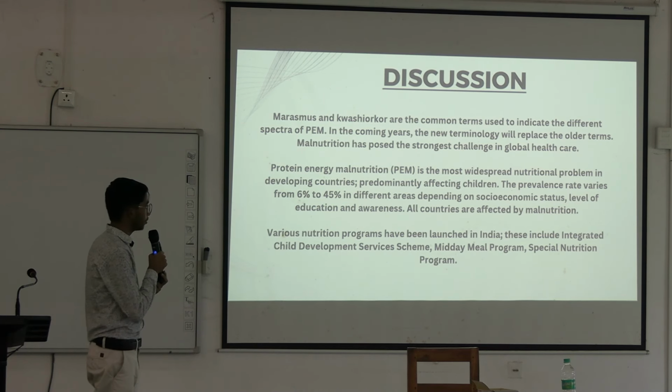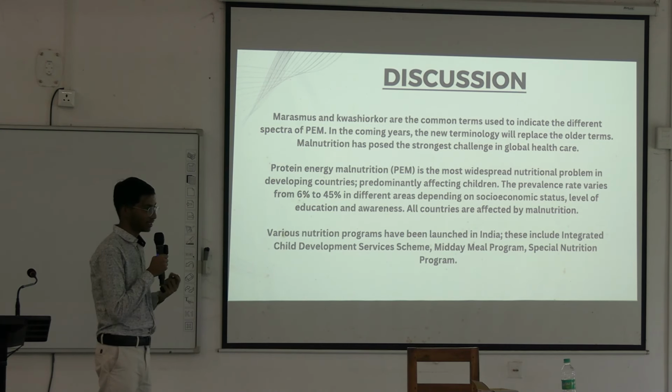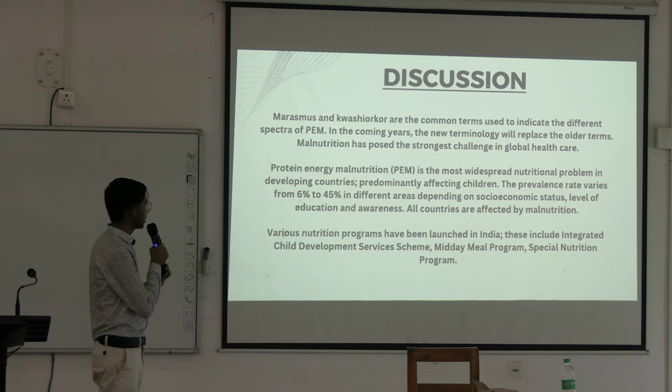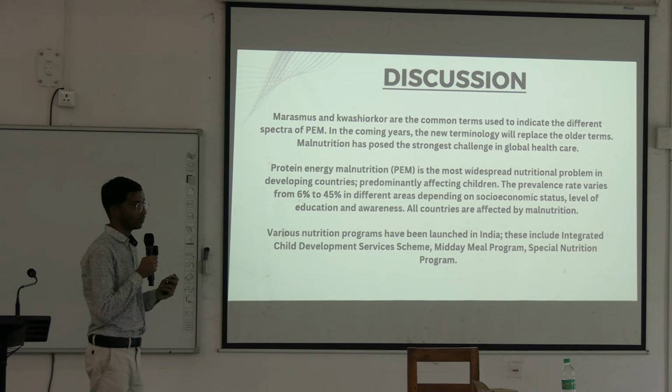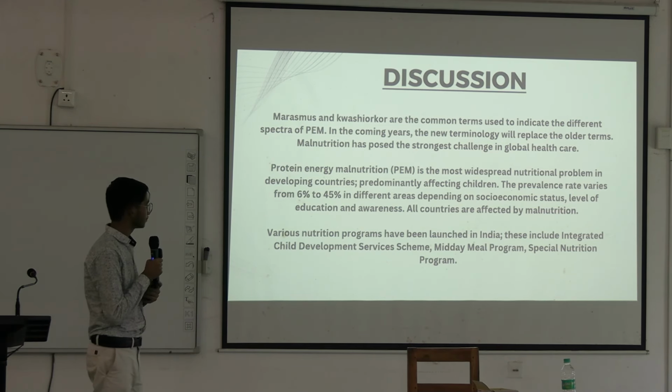So as we are talking about PM, there are 2 main diseases which we are going to talk about: Marasmus and Kwashiorkor. Marasmus and Kwashiorkor are the common terms used to indicate the different spectra of PM. If we are considering PM, then we can divide it into 2 spectra. One spectrum is Marasmus and the other spectrum is Kwashiorkor.